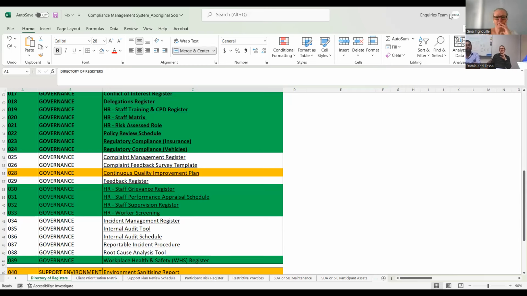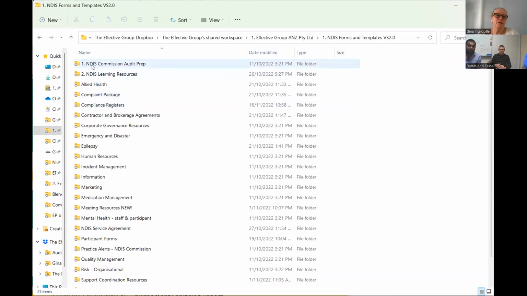So this is what you're going to see when you get your, can you see? Yeah. No. Oh, yeah. No, you can see my Dropbox? No. Okay, maybe I didn't. I'll do a new share. There we go. Can you see this line of folders? Yes. Okay. So the overall folder name will be NDIS Forms and Templates version 2, and you're going to have all of these folders inside, okay?